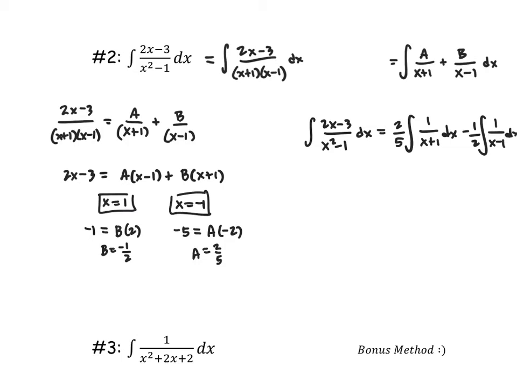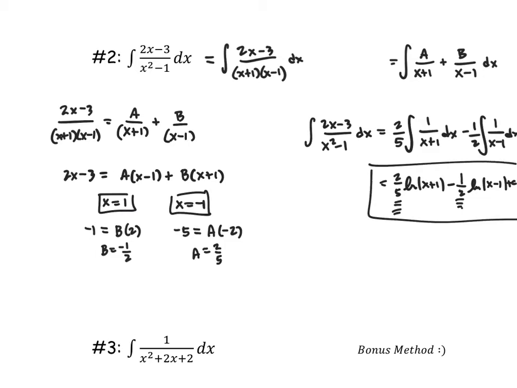Okay, now each of these would technically require a u substitution, okay? But once you get used to this process and you start recognizing this, you're going to clearly see that this would be 2/5 natural log of x plus 1 minus 1/2 natural log of x minus 1 plus c. Okay, these cannot be combined at this point unless I do something with the coefficients out in front. I could bring them in as powers. I'm actually just going to leave it right like this and call that good. That is the integral of 2x minus 3 over x squared minus 1.